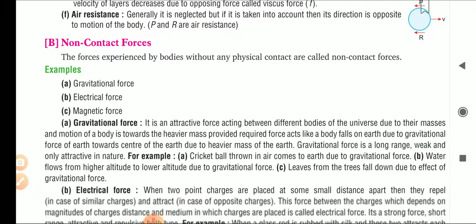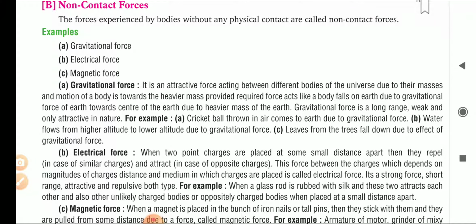Non-contact forces: the forces experienced by a body without any physical contact are called non-contact forces. I have told you the examples just now: gravitational force, electrical force, magnetic force. If you drop any object from some particular point, it comes directly downside without any physical contact. That is known as the gravitational force. Due to gravity, the body is attracted towards the earth. It will not go up or anywhere else.